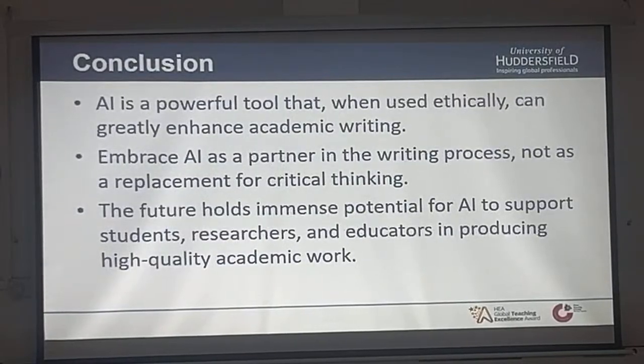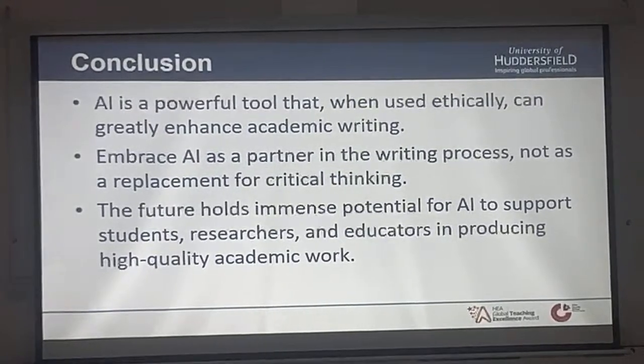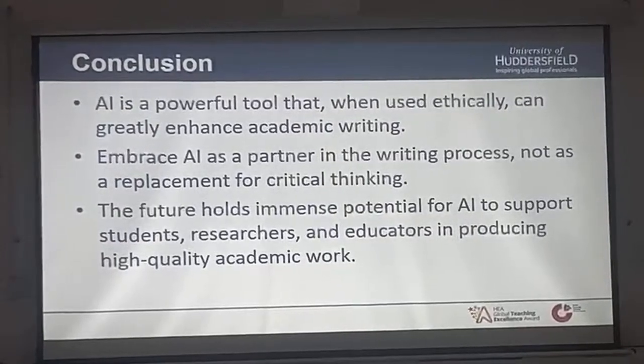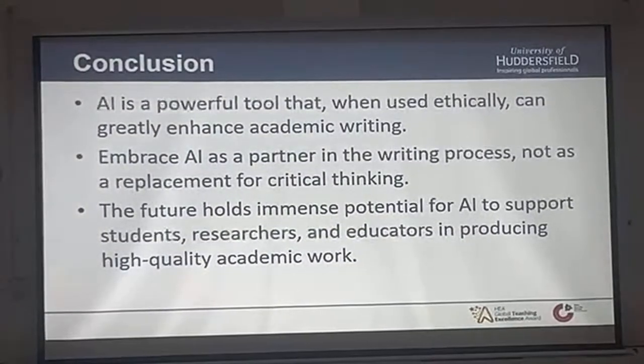So basically, in conclusion, AI is a powerful tool that, when used ethically, can greatly enhance academic writing. In balance, AI is a partner in the writing process, not a replacement for critical thinking. Although it's called AI, it doesn't have intelligence; it's all collecting information from around the world, but it won't have that critical thinking. It could enhance research, but there are a lot of challenges as well if you don't use it critically. So these are some of the things.